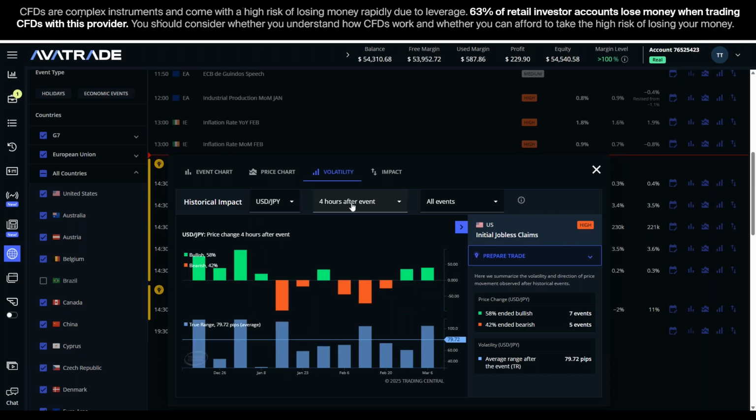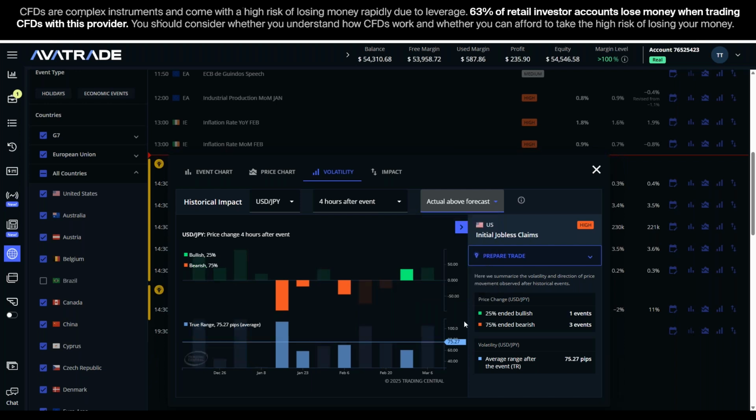USD/JPY, 4 hours after the event, if the initial jobless claims come in worse than expected, meaning higher than expected, above the forecast. Remember, we're talking jobless claims. The higher that number is, the worse news that is. So if it comes in higher than expected, bad news, we see 75% of the time the yen strengthens against the US dollar. The yen is a safe haven currency, makes sense. Bad news out of the US on jobless claims, USD weakens, yen strengthens, 75% of the time with these past announcements. And we're looking at a 75 pip range movement.